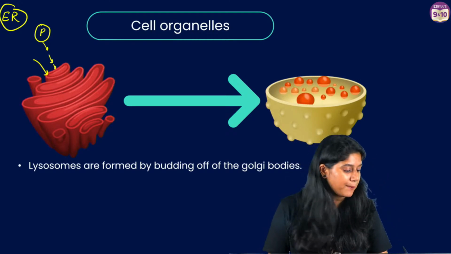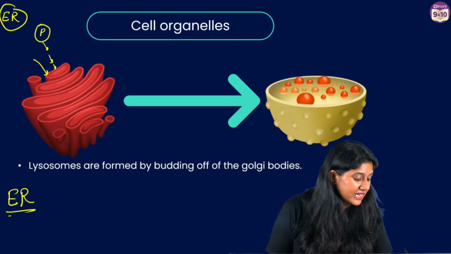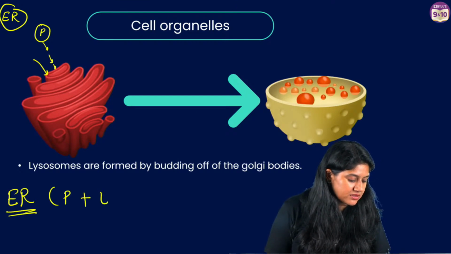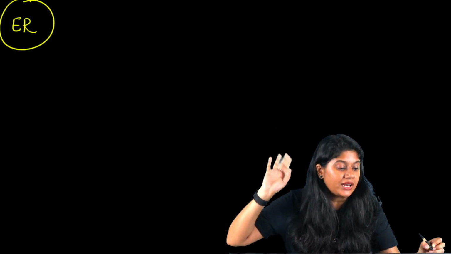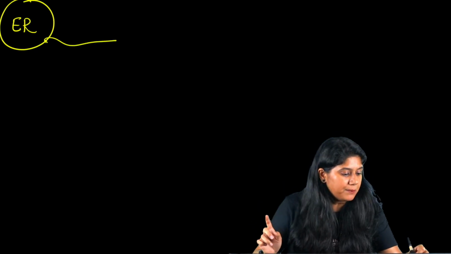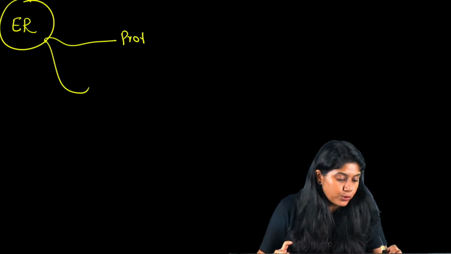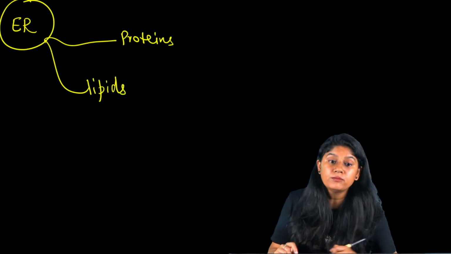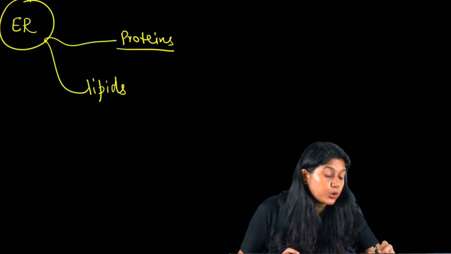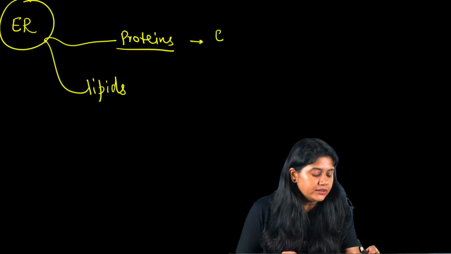There's a whole set of things that happen. So we know that ER makes protein and lipids. All of you know this? Raise your hand. We know that ER plays a very important role in the production of proteins and in the production of lipids. Yes or no? Yes.